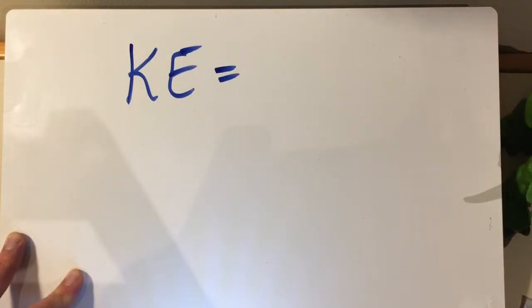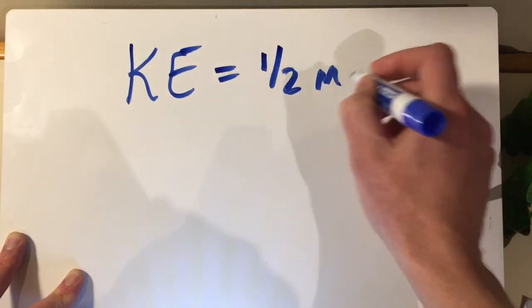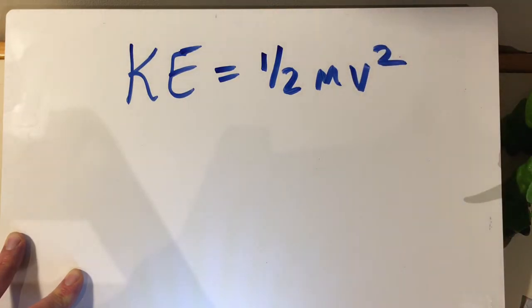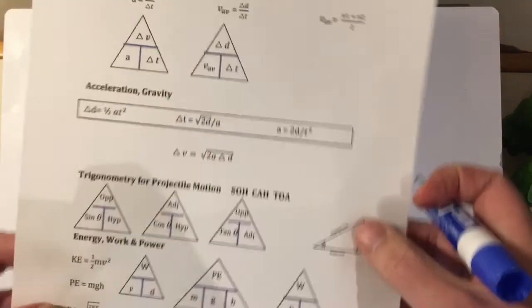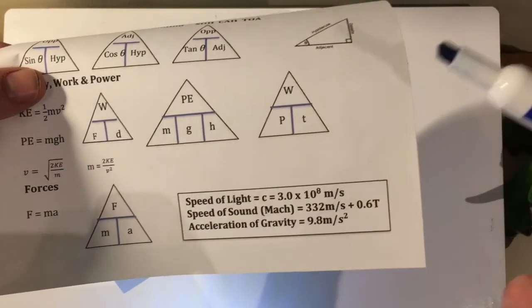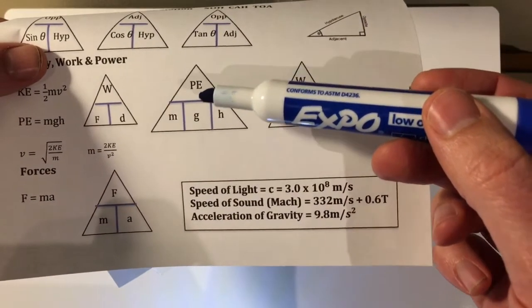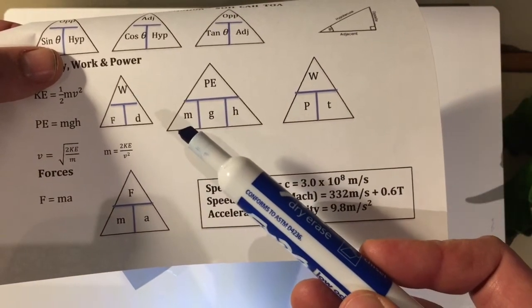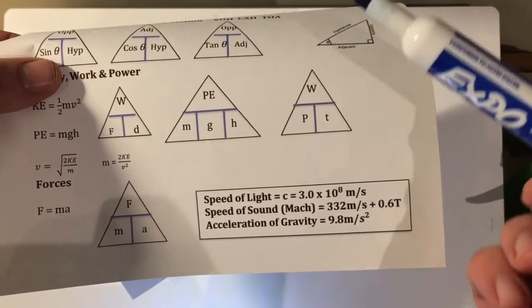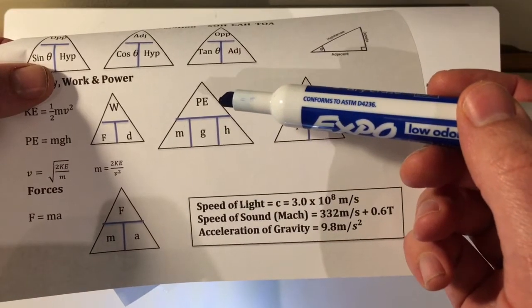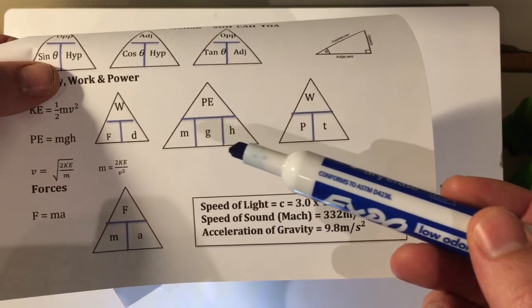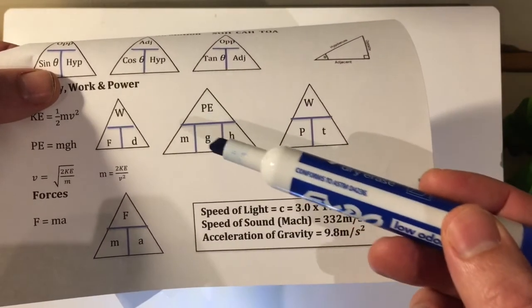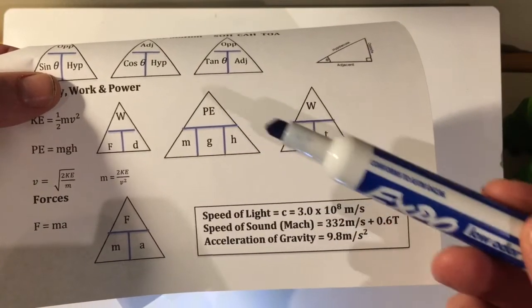So kinetic energy is equal to 1/2 mv squared. Now remember, all of these equations can be rearranged to find the component that you are missing. So in that last one, we just figured out potential energy. But if you didn't know the mass of an object, but you had the potential energy, then potential energy divided by acceleration of gravity times height is your mass. So these triangles are useful for figuring out any one component that you don't know.